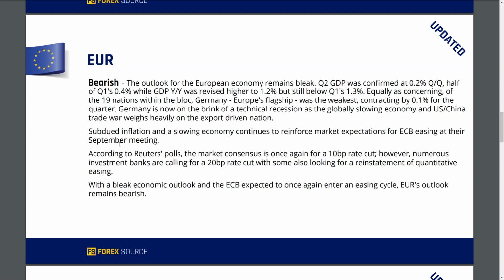Now, we also have subdued inflation, which is a concern, with inflation expectations falling drastically in 2019. So weaker than expected inflation, as well as the slowing economy, continues to reinforce the market's expectations for the ECB easing at their September meeting, which is obviously this week. According to a Reuters poll, the market consensus is once again for a 10 basis point cut. However, numerous investment banks are calling for a 20 basis point cut, with some also looking for a reinstatement of quantitative easing. With a bleak economic outlook and the ECB expected to once again enter an easing cycle, the euro's outlook remains bearish.